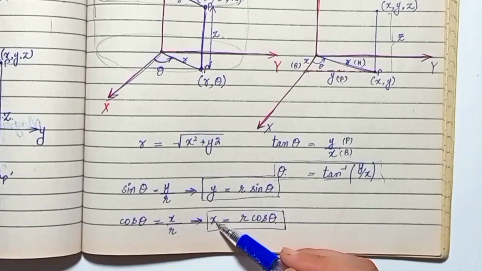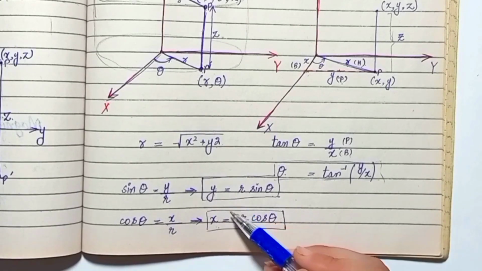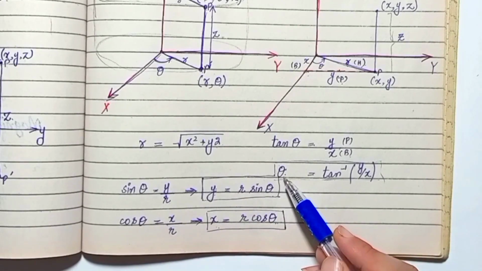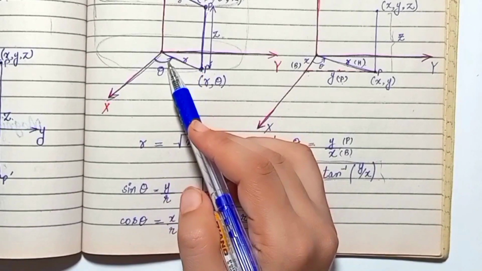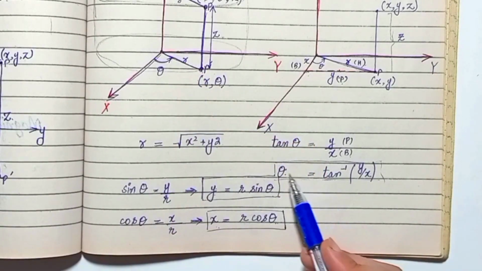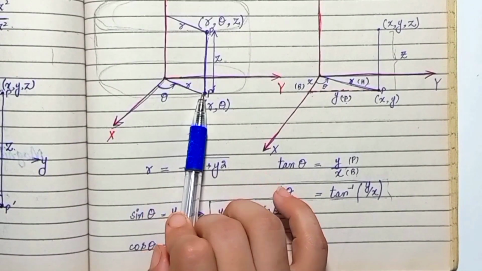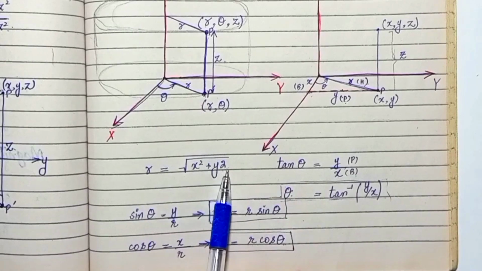So we can relate these Cartesian coordinates x and y with the polar coordinates r, theta. And here is the angle subtended by this line from the x-axis. Theta will be equal to tan inverse y divided by x. We can also find out the magnitude of r with the help of this equation.